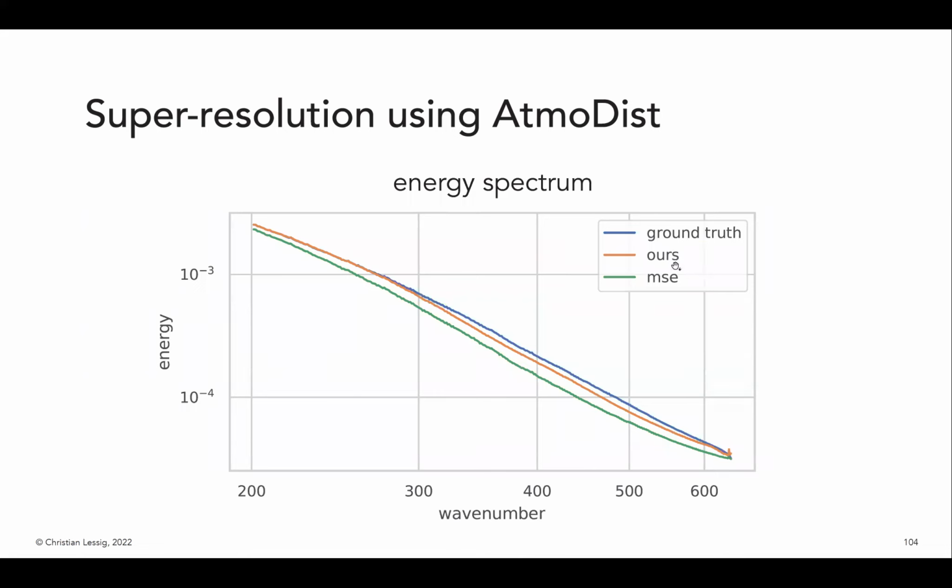In any case, if you train with mean squared error, you see that you get a little bit too little energy, fairly consistent across all bands. Whereas if you train with our loss function, our representation learning-based loss function, that's the orange line, you consistently get an energy spectrum that is pretty close to the ground truth.